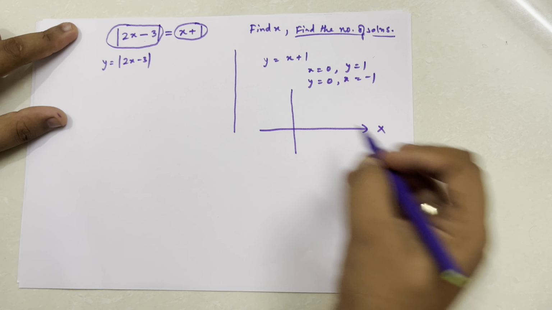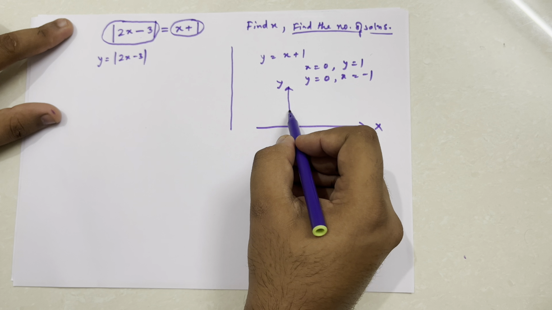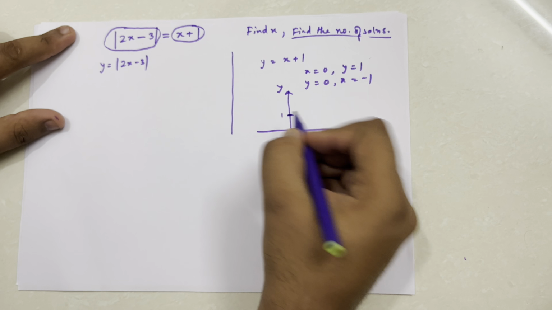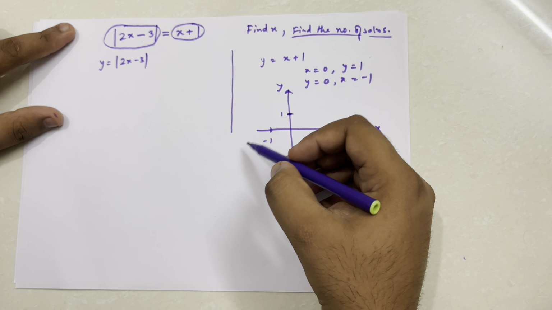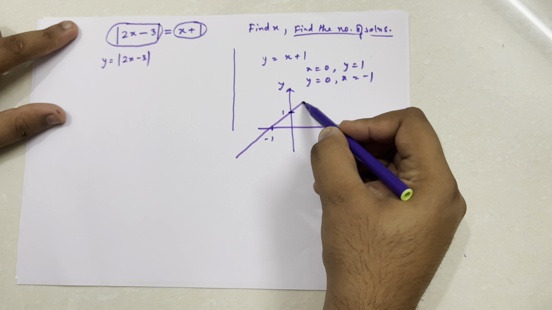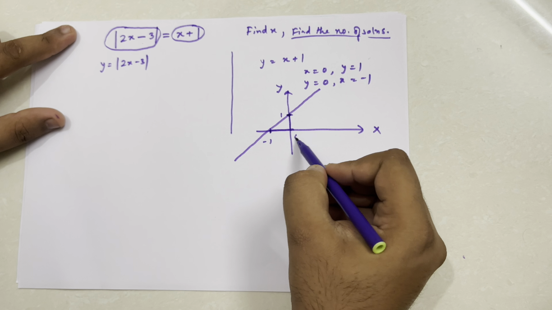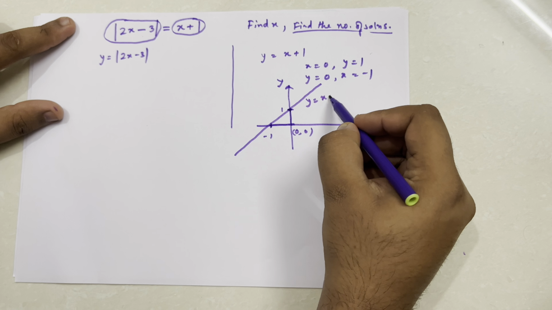This is x axis, this is y axis. X is 0, y is 1. So this is the point 0 comma plus 1. This is 1. Y is 0, x is minus 1. So x minus 1 is here. So this becomes the graph. So this is 1, this is 1. This is origin 0 comma 0. So this is the graph for y is equal to x plus 1.